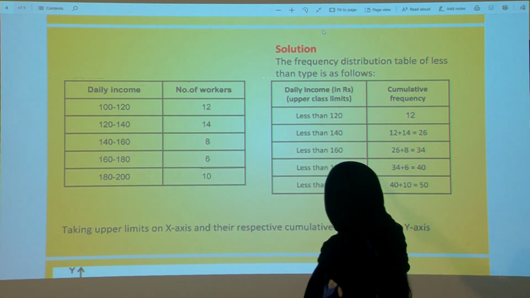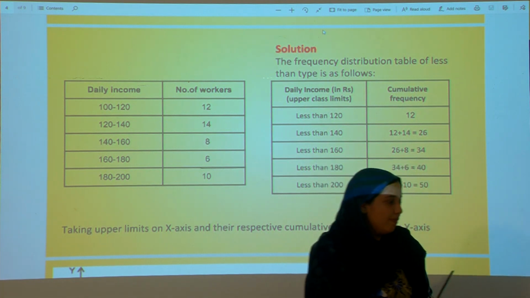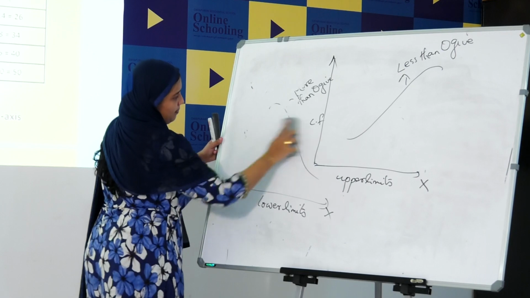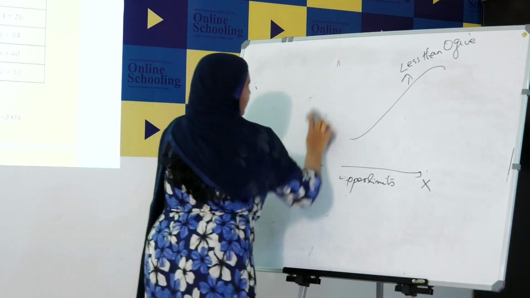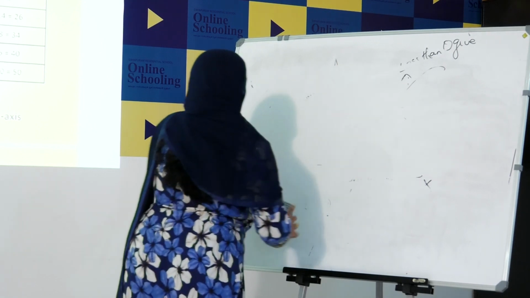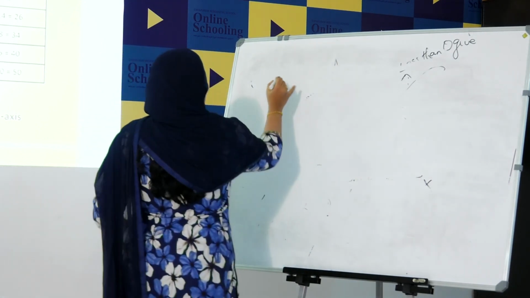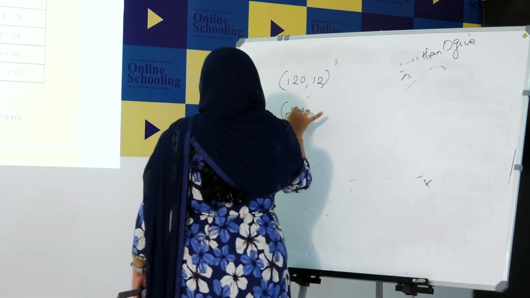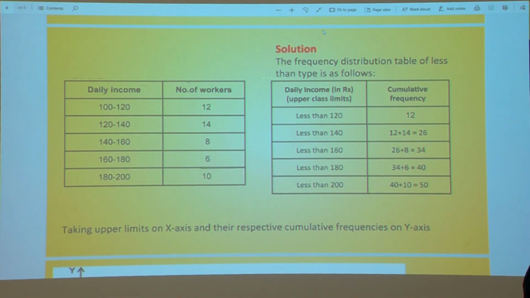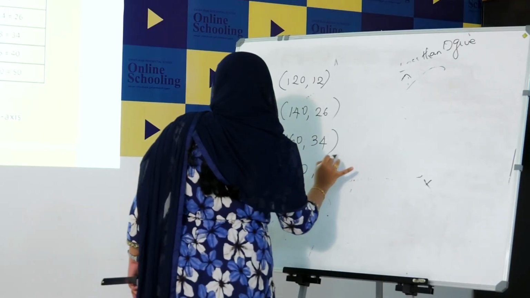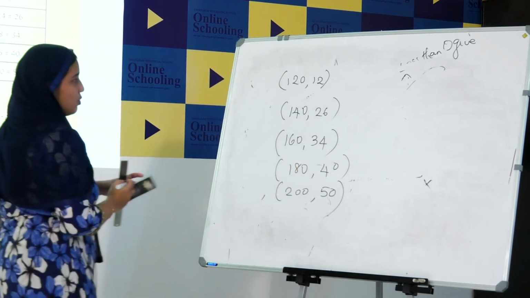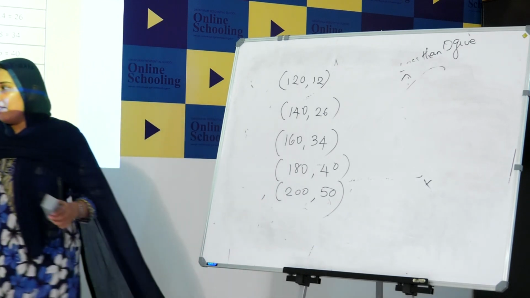Now let's plot these points on the graph. We have the points 120, 12; 140, 26; 160, 34; 180, 40; and 200, 50. These are our points. So we want to plot these points on the graph.